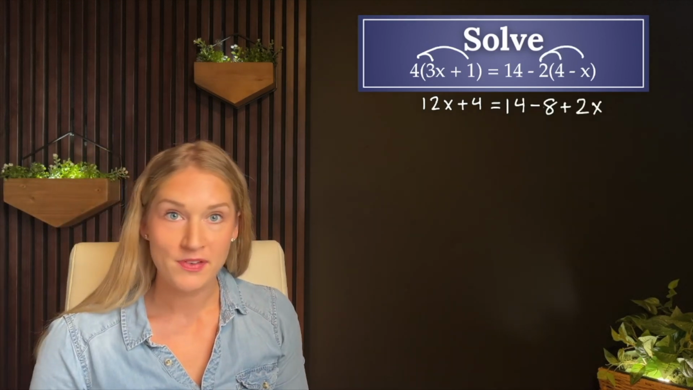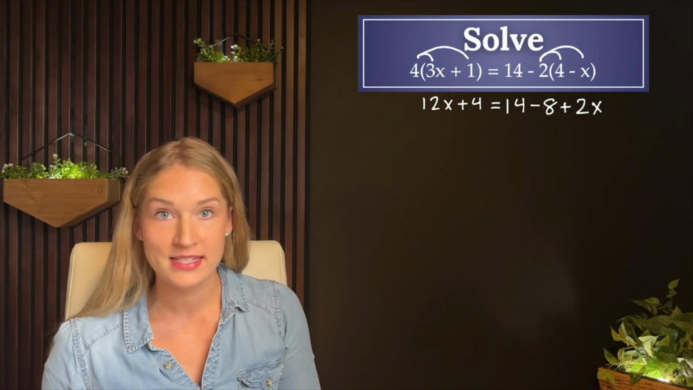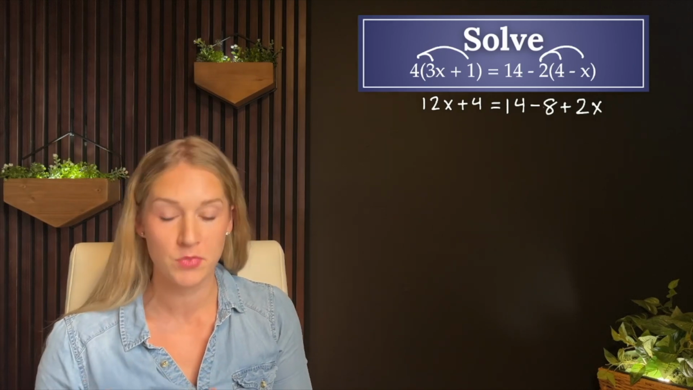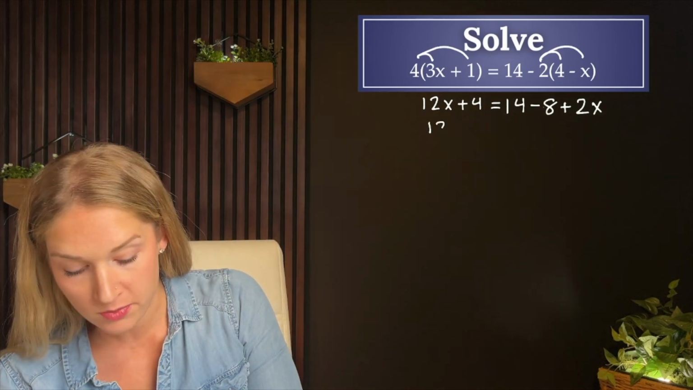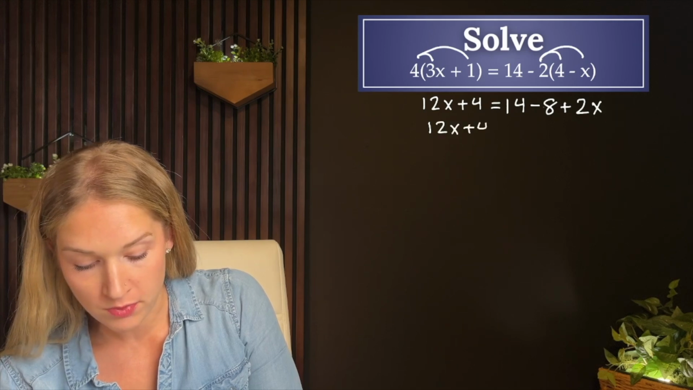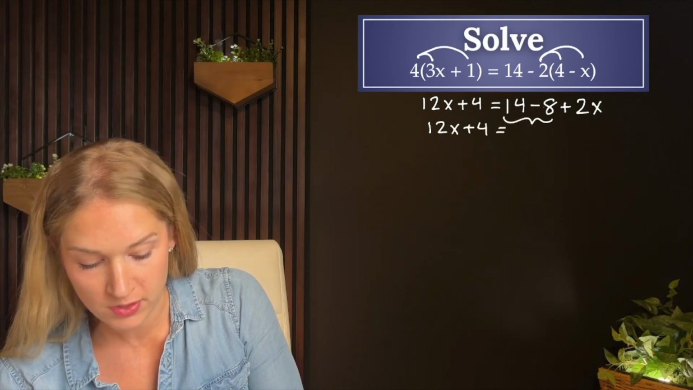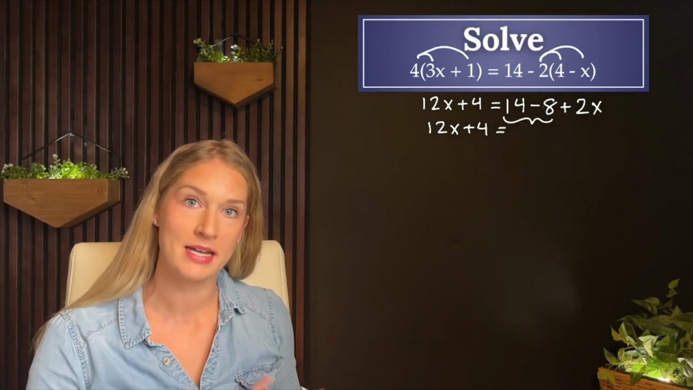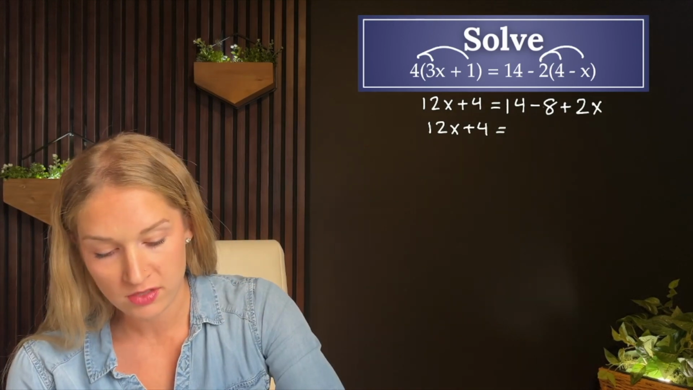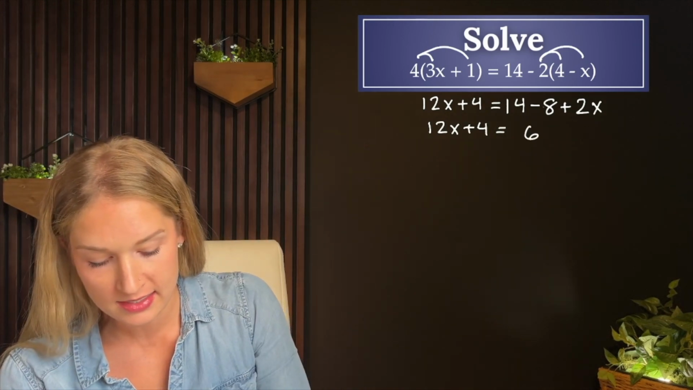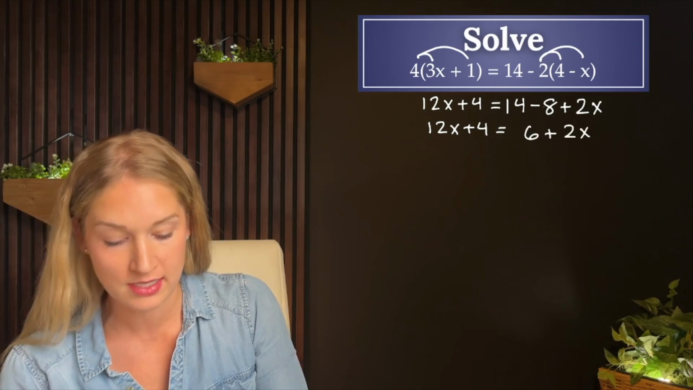Now I keep simplifying as much as I can. On the left-hand side, I can't add anything. I can't multiply anything. So that stays the way it is. But on the right, I can add the 14 and the negative 8, or 14 minus 8. So I do that subtraction, 14 minus 8, and I get 6. And then the plus 2x just stays.